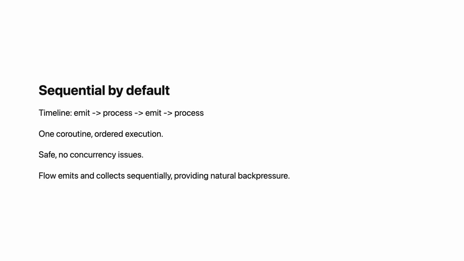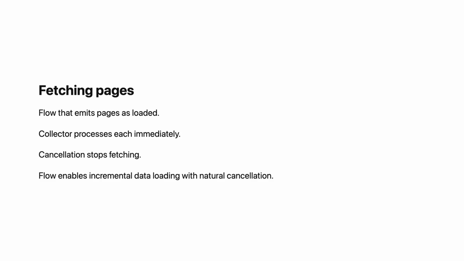By default, flow execution is sequential. One coroutine emits and collects. The emitter emits a value, the collector processes it, then the next emission happens. emit suspends until the collector finishes processing. This is backpressure. The producer waits for the consumer. You do not need to worry about thread safety. Sequential execution means no concurrent access. If you want concurrency, you explicitly use operators like buffer or flatMapMerge, but the default is simple and safe.